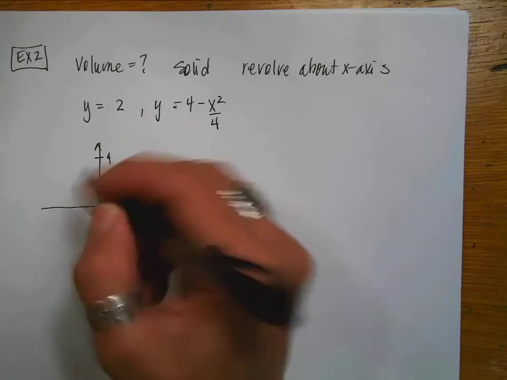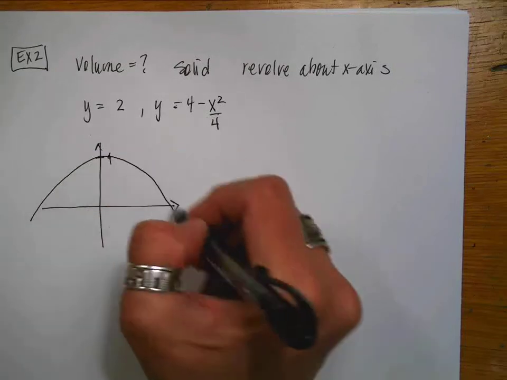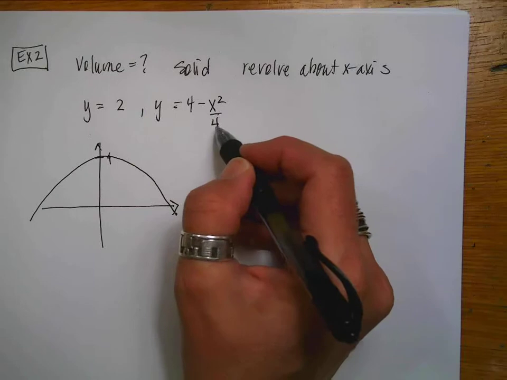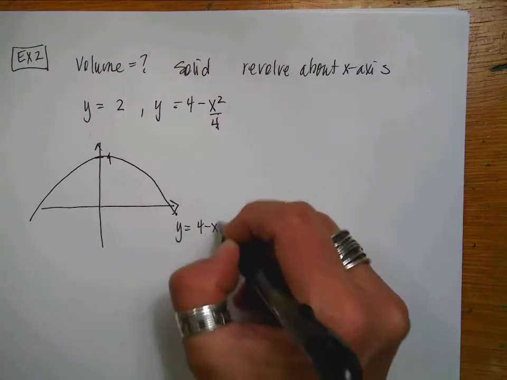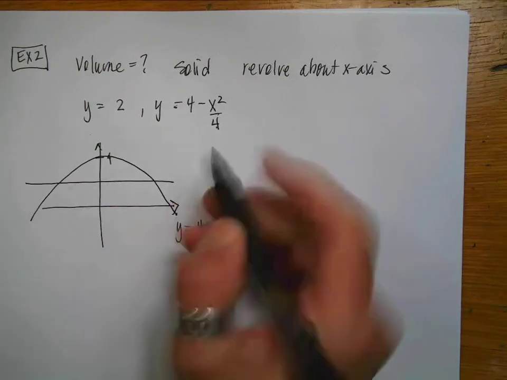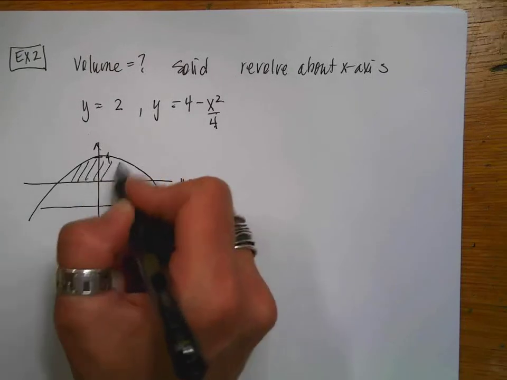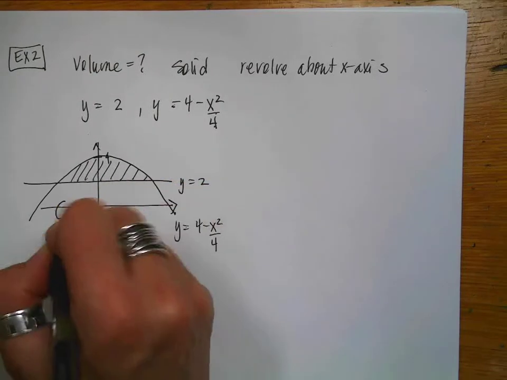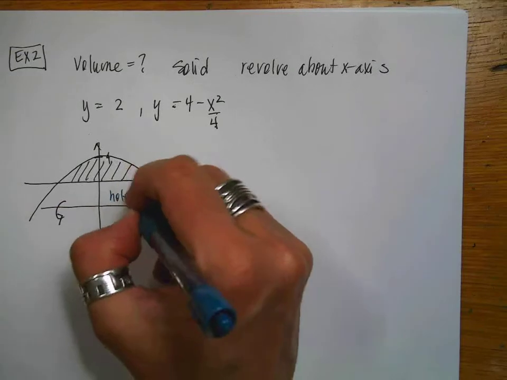This one has a y-intercept of 4, and it's going to be an upside-down parabola. It's going to be a fat little one because its vertical stretch factor is a quarter. So this is going to be y equals 4 minus x squared over 4. Y equals 2 is right here. This is the region that's going to be revolved about the x-axis.